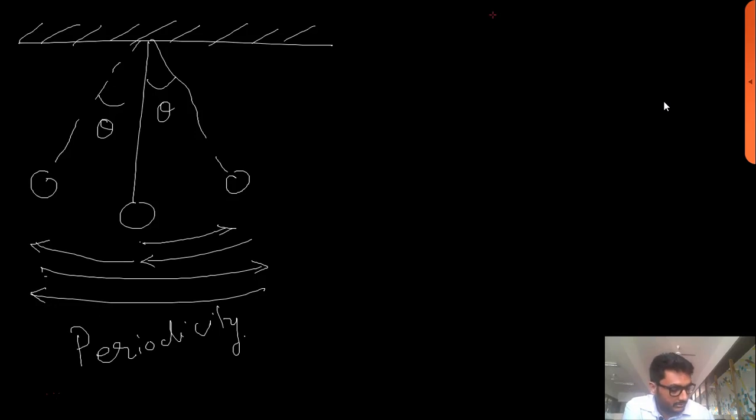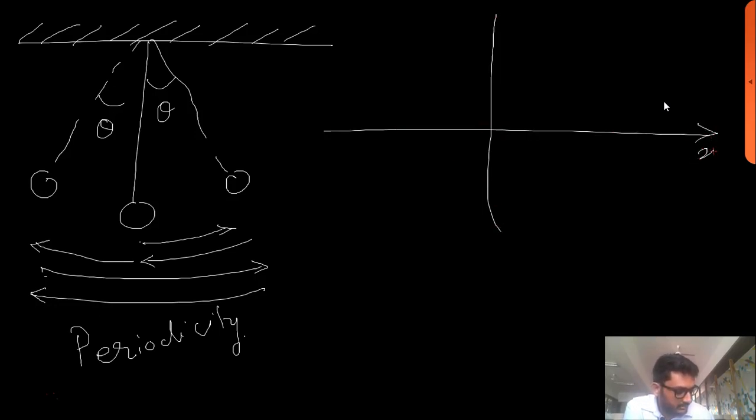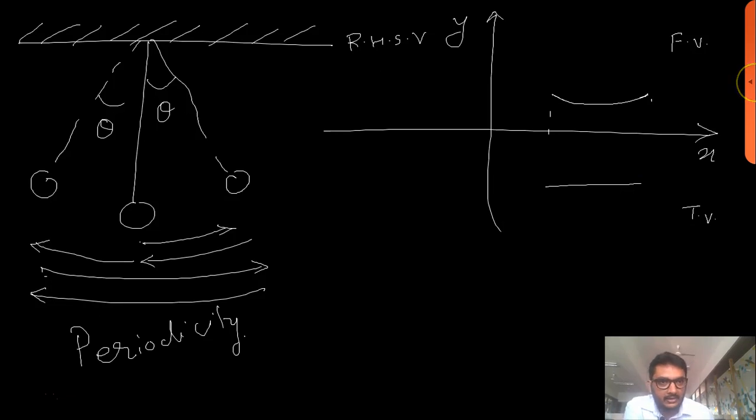Now if I am to draw this, how do I draw? So this is x and this is y. Right? Now suppose this is the front view, this is the top view, and this is the right hand side view. How will I draw? On the front view I will see only this movement. On the top view I will see only this. And from the side view what I will see is this much movement. Right? So this is this, so this much movement. This I will see in the side view.